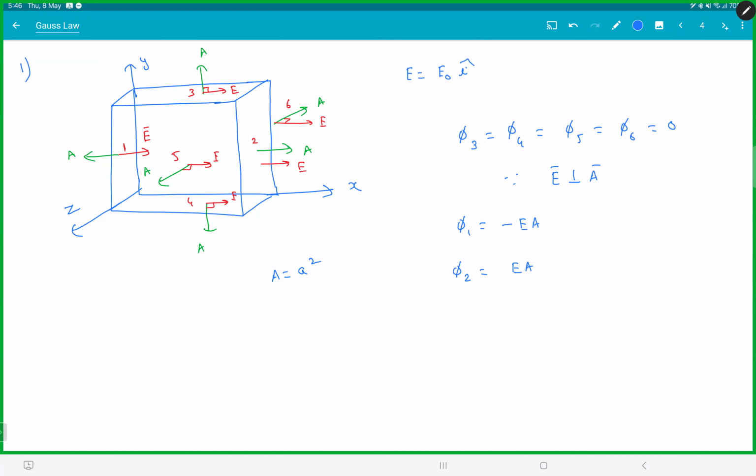Getting what we did? You took each phase, you found the area vector, you found the field, and just do E dot A. And 3, 4, 5, 6 will be 0 because the area vector is perpendicular. All clear with this?